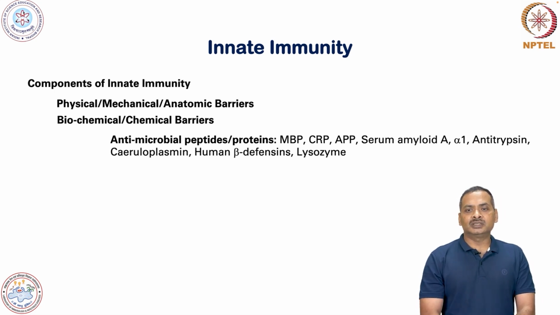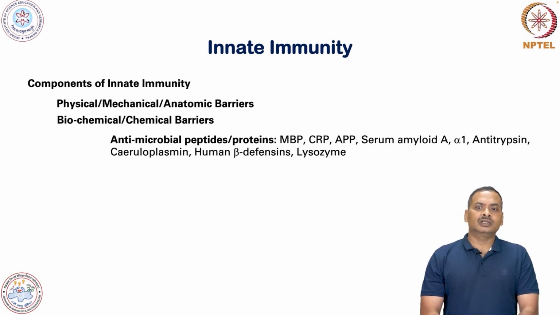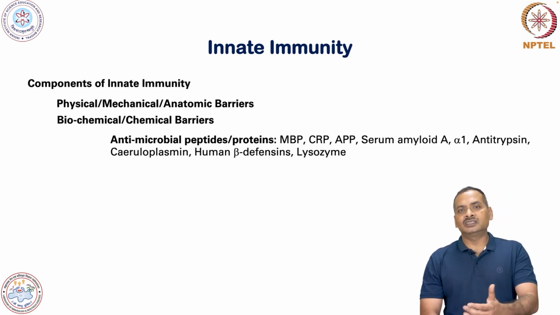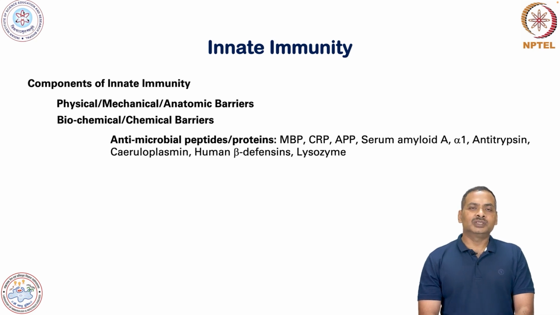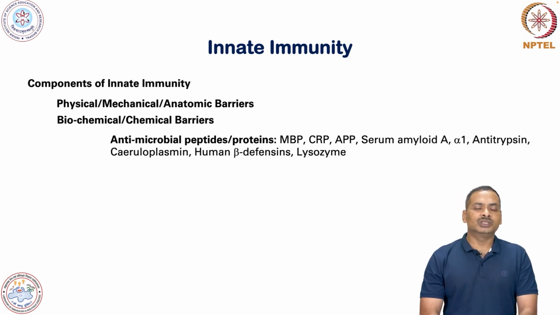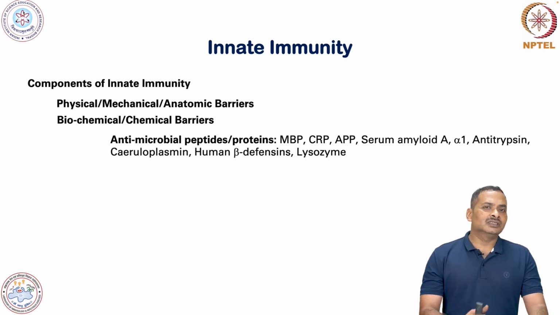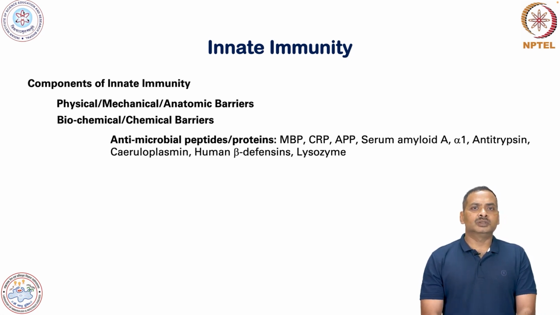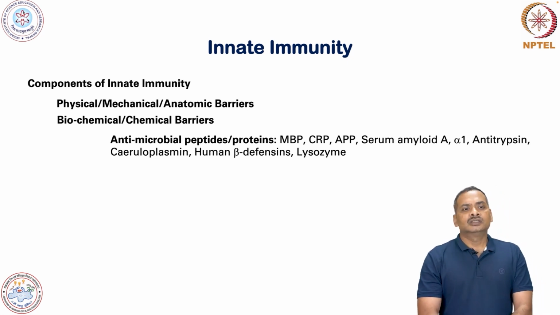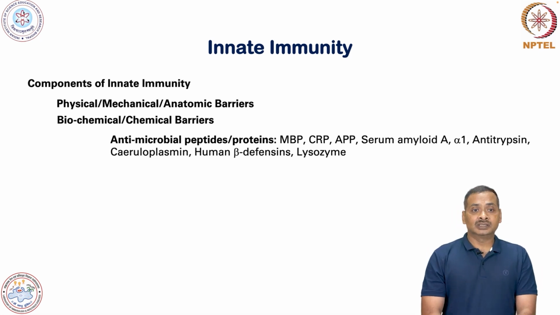Similarly, there are serum amyloid A, alpha 1 antitrypsin, and human beta defensin. There is also an antimicrobial enzyme produced by a variety of cells which breaks down the bacterial cell wall. Probably you know that lysozyme acts on peptidoglycan; this enzyme breaks down the peptidoglycan and eventually kills the microbial pathogen. So these are the various biochemical and chemical barriers.